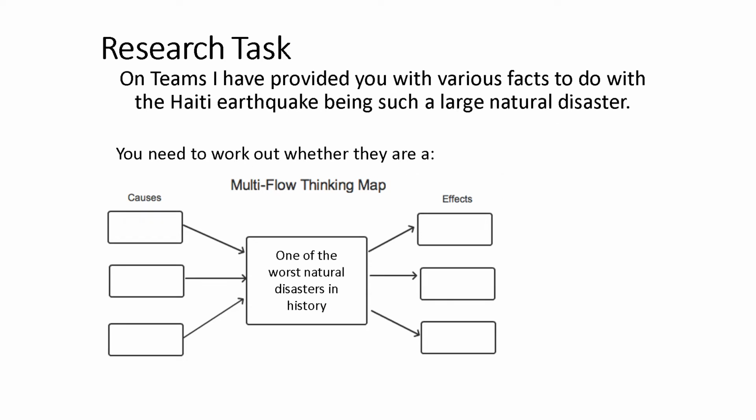Attached to Teams, I've given you a list of all the various facts to do with the Haiti earthquake. So basically the notes I pretty much made from your video, but you can add more if you want to. And what you need to do next is to separate those notes. This multi-flow map here just has what appears to be 3 causes, 3 effects. It's more than that. You've got a list, about 7 pages, I think. It's big writing, so it's not as much as it sounds. Try to put those bullet points and work out, are they a cause? Are they the factor that actually led to that earthquake? Are they the effects, what happened?